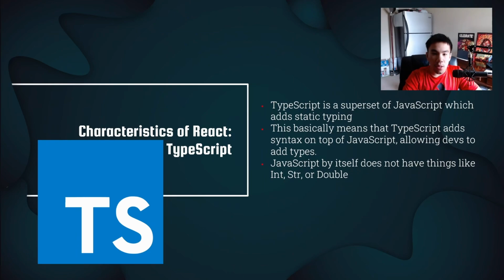So TypeScript. TypeScript is a syntactic superset of JavaScript which adds static typing. This basically means that TypeScript adds syntax on top of JavaScript, allowing developers to add types. Essentially, for those that know about JavaScript, they will know that JavaScript does not actually have things like integer, string, or double, like stuff that you would define in C# or Python or anything like that. So TypeScript allows us to add that stuff back into JavaScript for whatever reason.